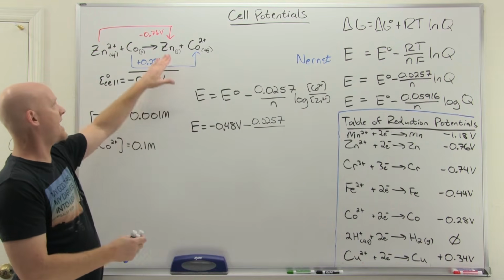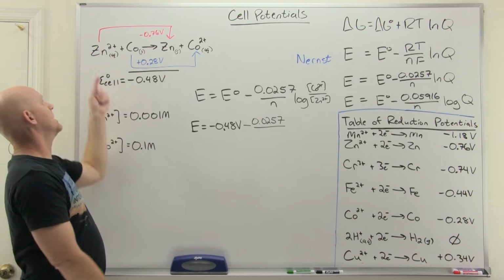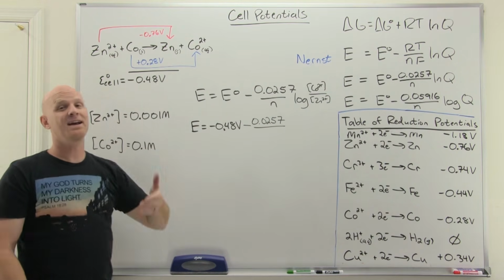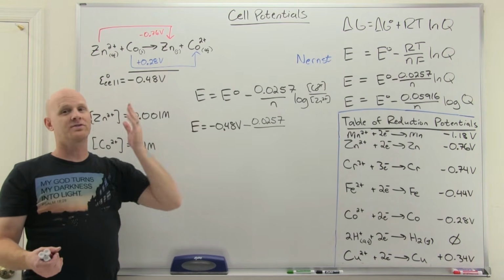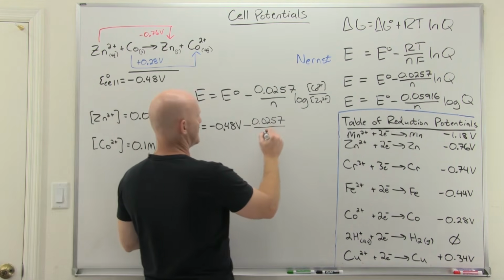Now, n here is the number of moles of electrons transferred. If we look at this reaction, whether I'm going from cobalt to cobalt 2+ and losing 2 electrons, or going from zinc 2+ to zinc and gaining 2 electrons, this thing has been balanced to a transfer of 2 electrons. And that's what goes right here.